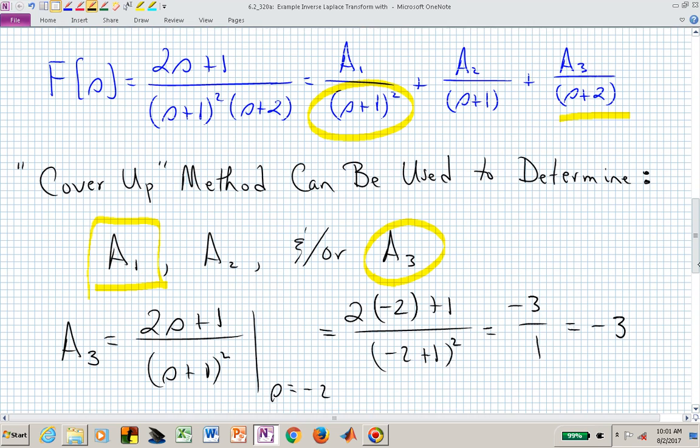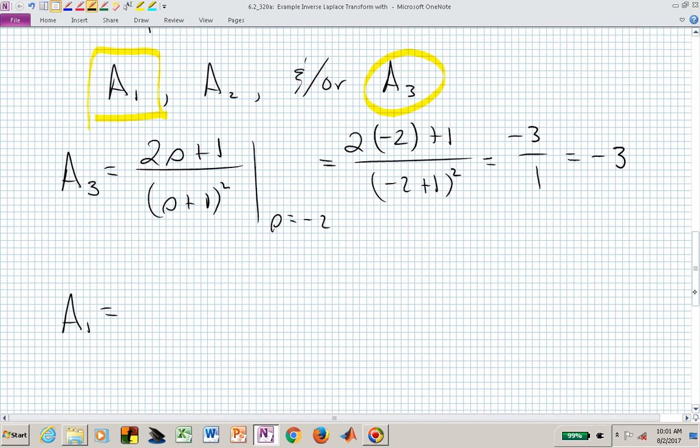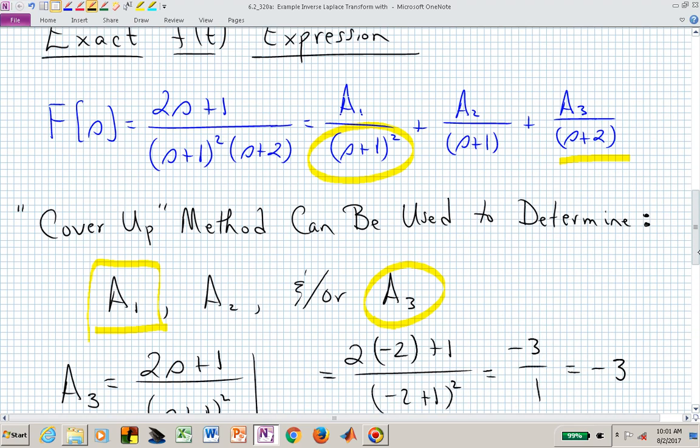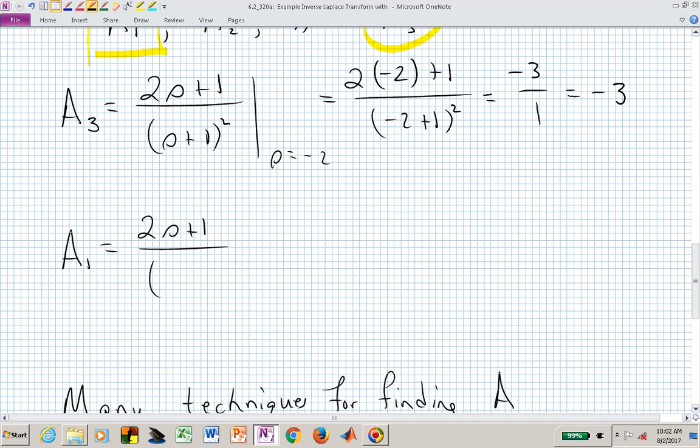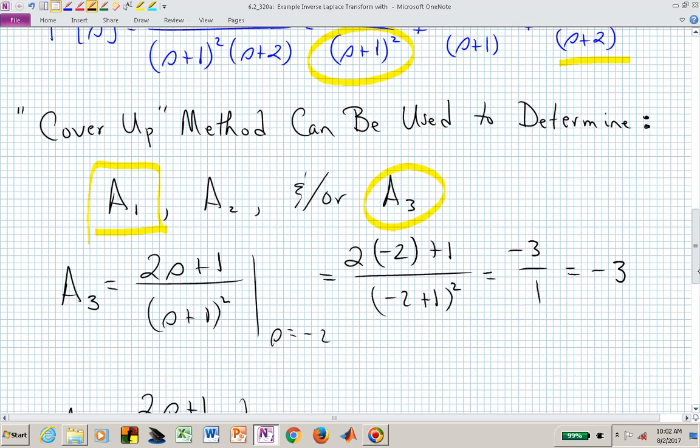A sub 1 we can find in the same way. We multiply all terms by the factor (s+1)², which cancels a lot of things out and leaves us with a sub 1 equaling (2s+1). The only thing left in the denominator when we multiply F(s) by (s+1)² is the (s+2). And we evaluate that now at the value that causes the factor underneath a sub 1 to vanish, which is s equal to minus 1.